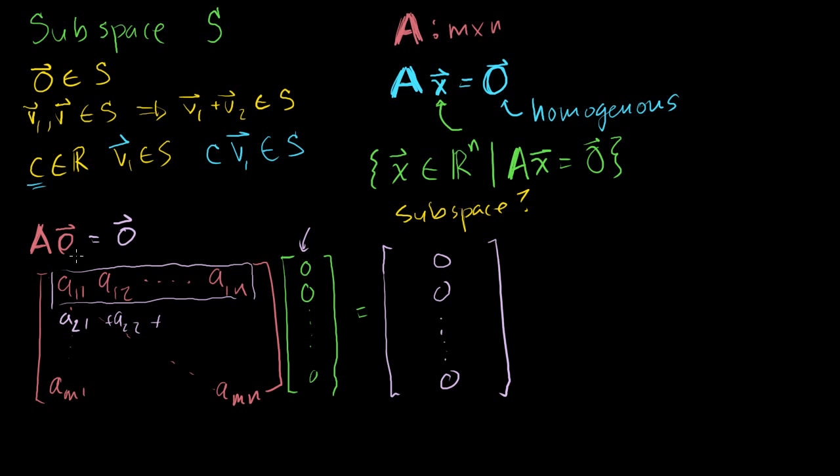And this is a very unconventional notation. I'm just writing it like that because I don't feel like bolding out my zeros all the time to make you realize that it's a vector. So we meet our first requirement: the 0 vector is a member of this set.